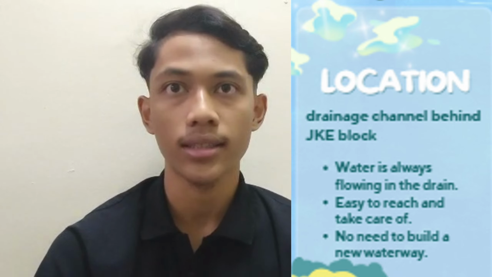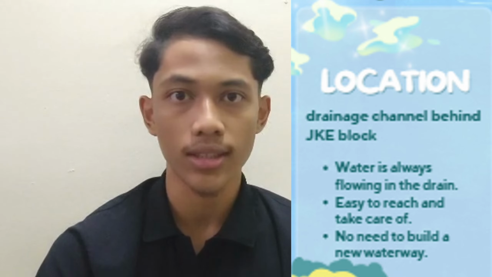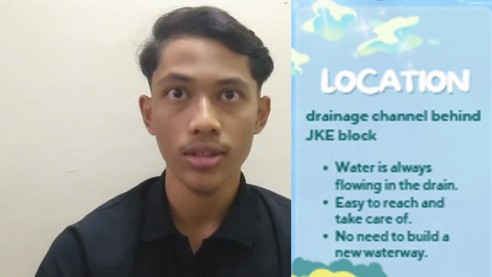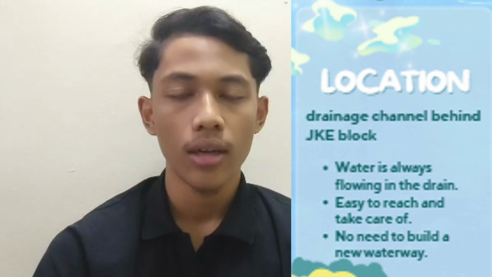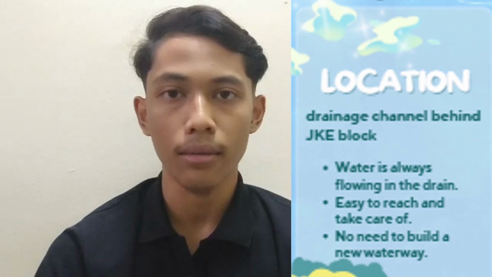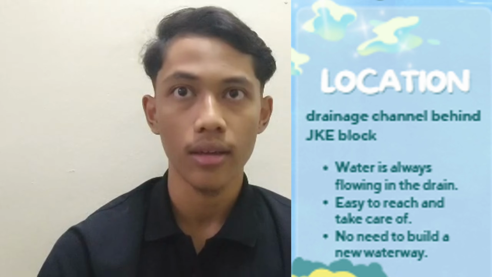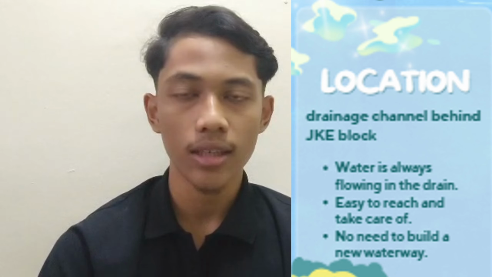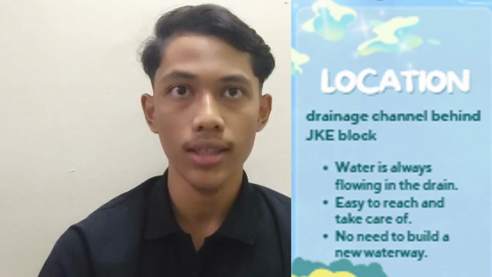For my first explanation, I will explain my location and why I chose it. My chosen location is the drainage channel behind the JKE block. Why here, you might ask? First, because the water flow is continuous. Even though it's not a big river, the constant flow makes it suitable for mini hydro. We get rain here quite frequently, so there's a lot of water that can be channeled into my mini hydro power plant. Second, the location is close to my JKE block, so it's easy for students and lecturers to access for monitoring and maintenance.